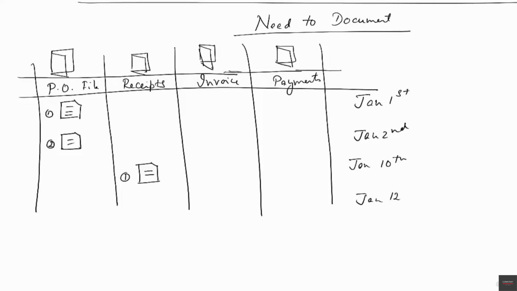Number one, and on Jan 10th or 12th, say, I get an invoice, file it here, the first invoice. On Jan 25th, I do a payment. I put it here. That's it. My problem is solved, right? What is the problem that I solved here? I just documented all the activities that I've been doing. Just put them in separate folders.